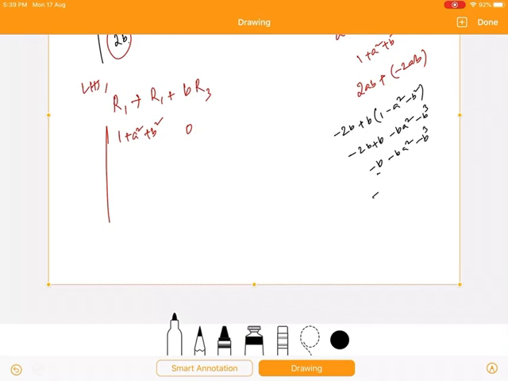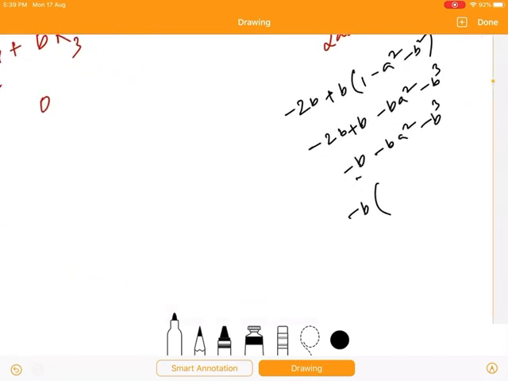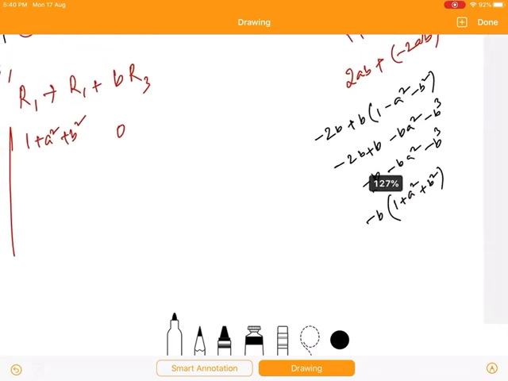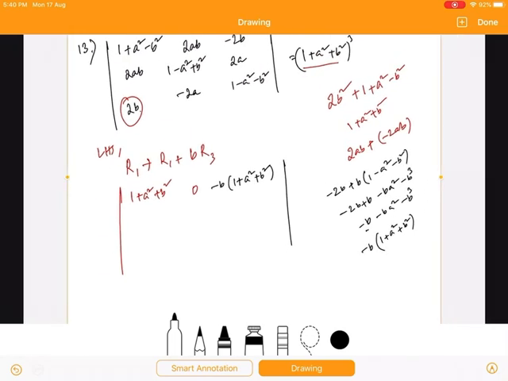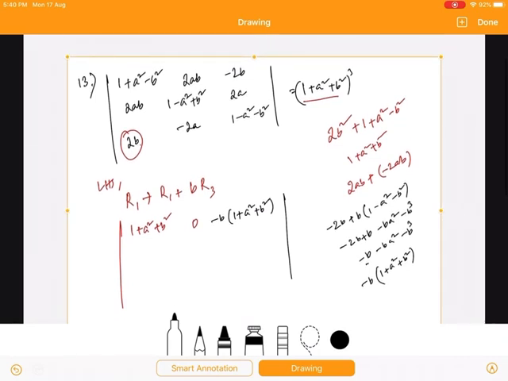And I can take minus b common from here. Can I take minus b common from there? If I take minus b from here, we get 1. If I take minus b from here, I get a square. If I take minus b from here, I get b square. Clear? So I will write that term in here: minus b times 1 plus a square plus b square. Okay? So here, the other term, I will just leave it like that.